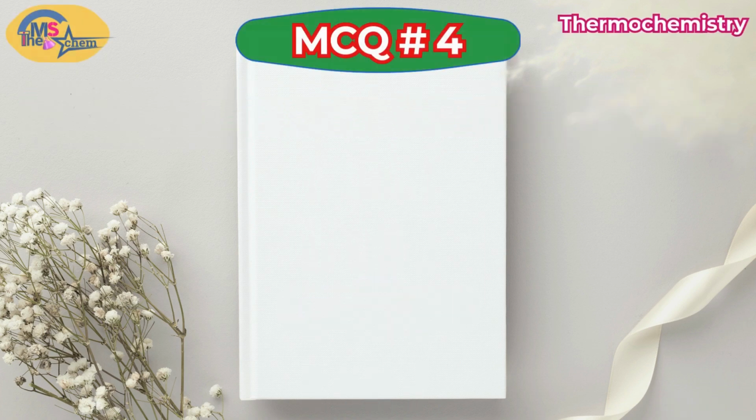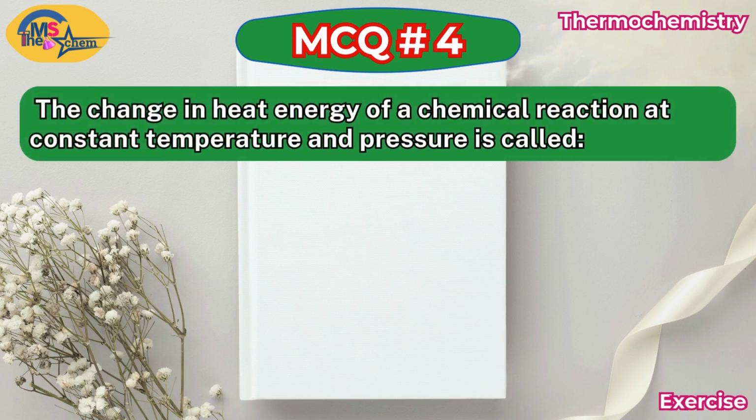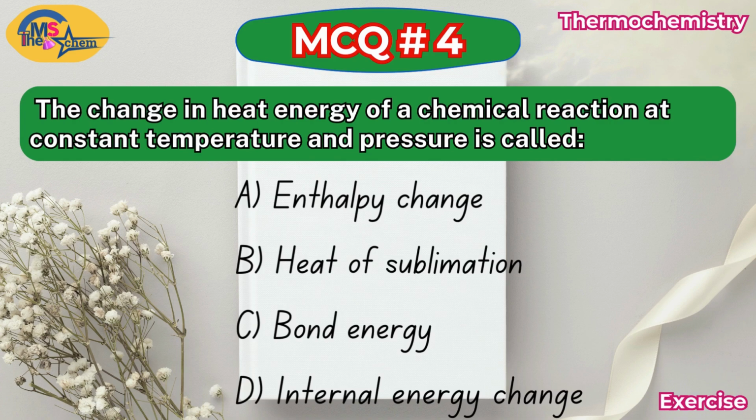And now question 4 is, the change in heat energy of a chemical reaction at constant temperature and pressure is called. Four options are given. Option A is enthalpy change. Option B is heat of sublimation. Option C is bond energy. And option D is internal energy change.